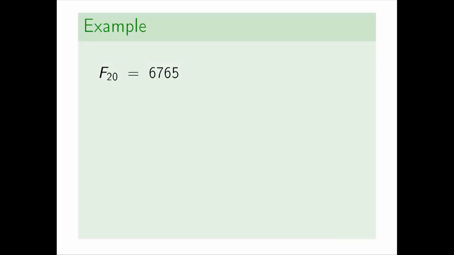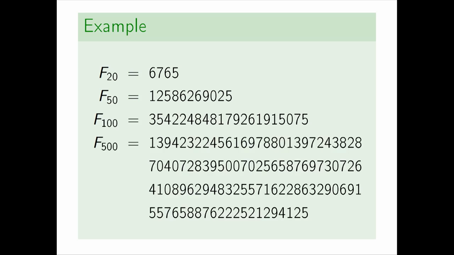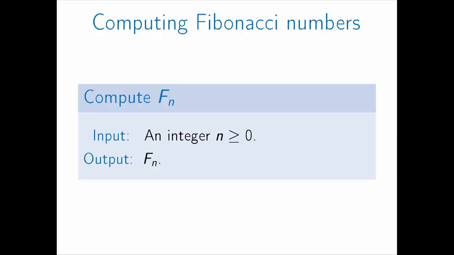And to drive that home a little bit more, we can look at some examples. The 20th Fibonacci number is 6,765. The 50th Fibonacci number is approximately 12 billion. The 100th Fibonacci number is much, much bigger than that. And the 500th Fibonacci number is this monster with something like 100 digits to it. So these numbers do get rather large quite quickly.